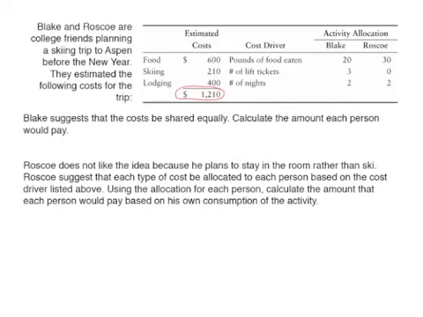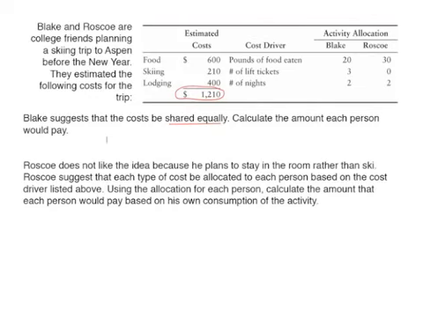For skiing, it's number of lift tickets. And for lodging, it's the number of nights stayed. Well, Blake suggests that the costs be shared equally. So we're going to calculate the amount each person would pay if we shared the cost equally.